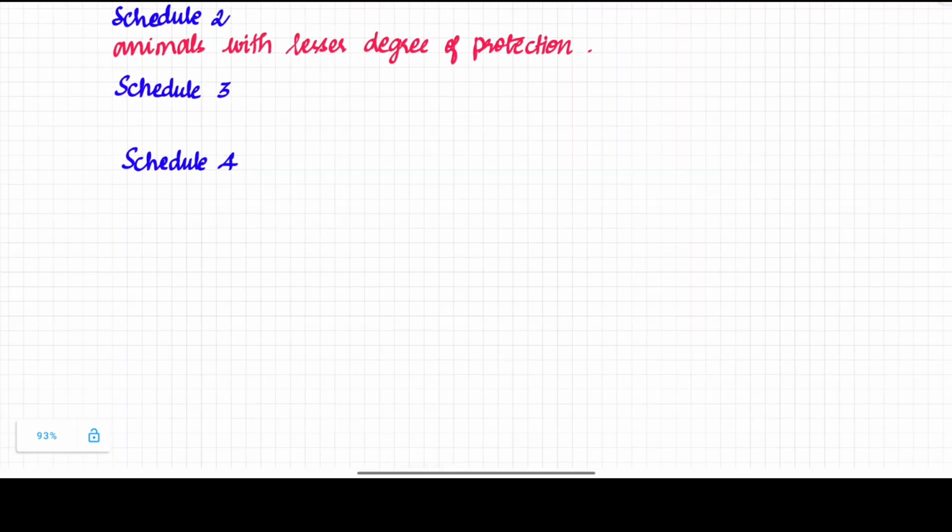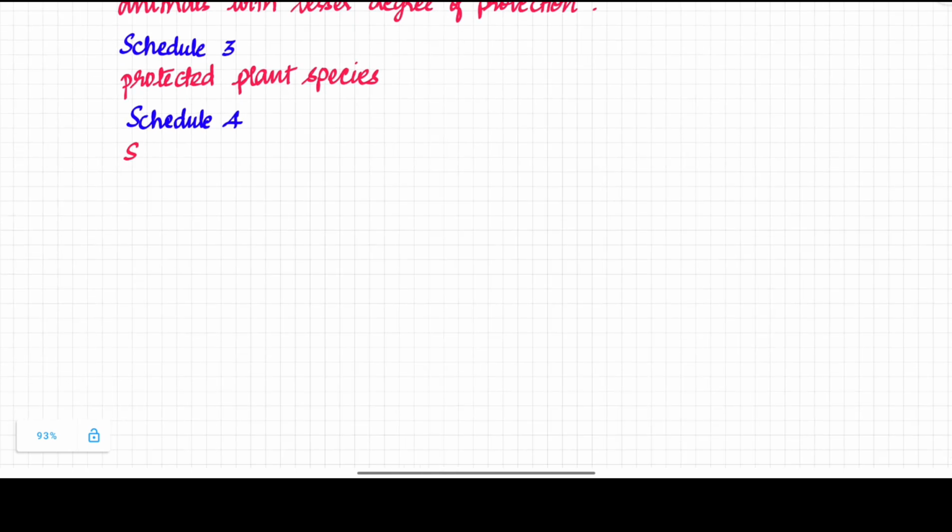Now, Schedule 3 is going to contain the protected plant species. And Schedule 4 is going to have the specimens under sites.